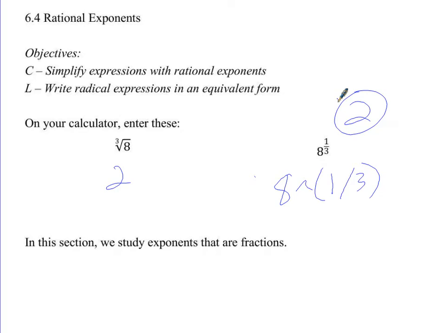Absolutely not. That's right. This section is called Rational Exponents. What does the word rational mean? The word ratio is in rational. A ratio is a fraction. So we're going to be working with exponents that are fractions, like 1/3.